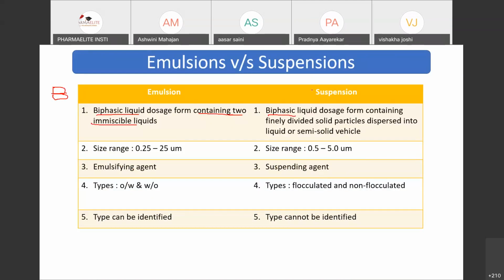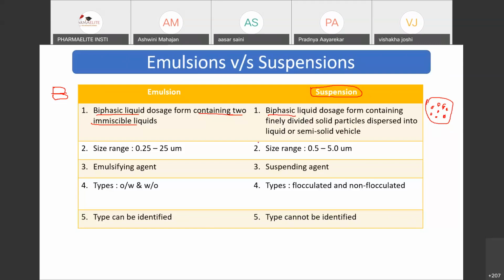On the other side, in case of your suspensions, your biphasic liquid dosage form will have some solid particles, which is known as the dispersed phase. This dispersed phase will be dispersed into a dispersion medium. So this is your dispersion medium and this is your dispersed phase. Oil droplets, globules, not the case. Oil droplets will be a part of your emulsions. In suspensions, your drug is the dispersed phase most of the time and it is dispersed into a dispersion medium.